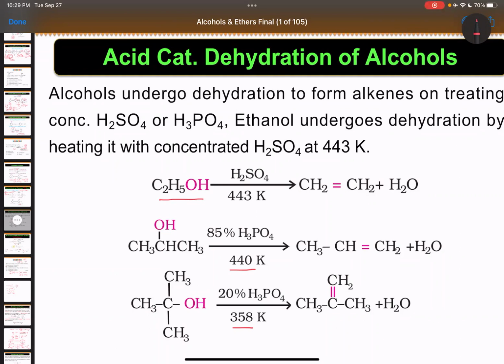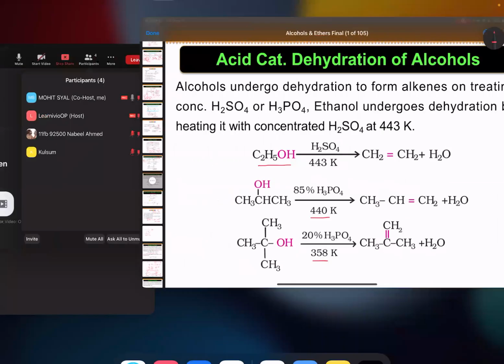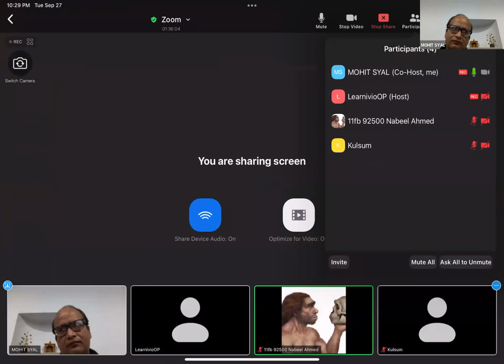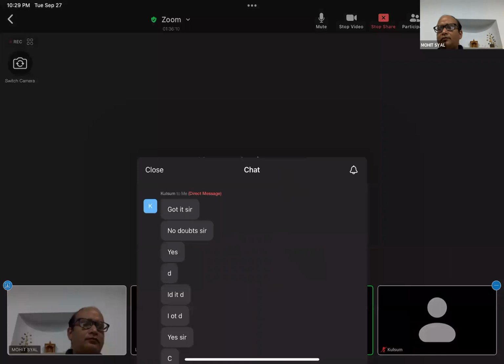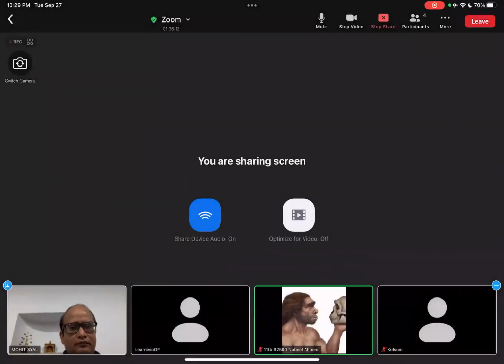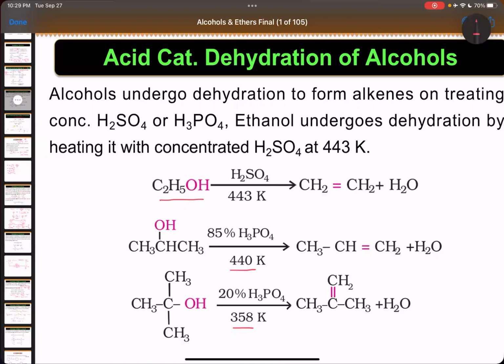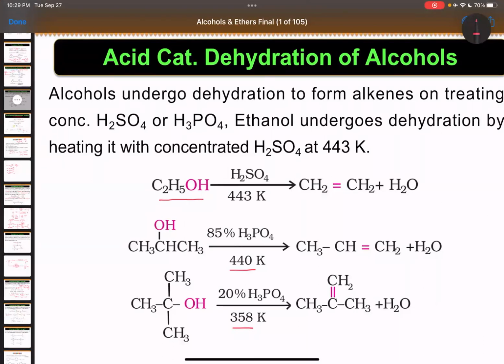dehydration of alcohols. What do you mean by dehydration? Removal of water molecule. Yeah, and what do you get as the product of dehydration of alcohols? Alkenes. Yeah, and you just heat it with concentrated acid, and you have water removed, and that's how you get your alkene.